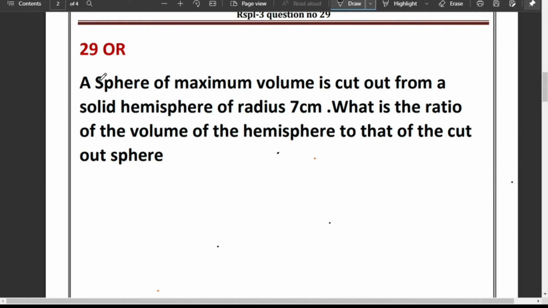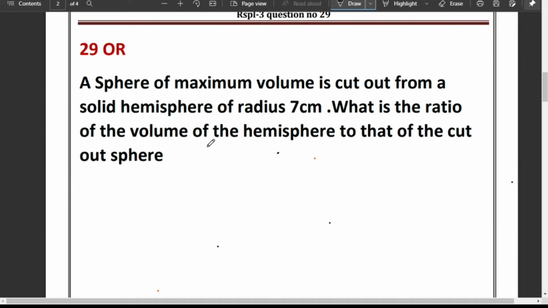Next question: a sphere of maximum volume is cut out from a solid hemisphere. See, I am stressing on it. Hemisphere is there, from that a sphere has been cut out of maximum volume. Solid hemisphere of radius 7 centimeter. What is the ratio of the volume of the hemisphere, which is been asked first, to that of the cut out sphere?